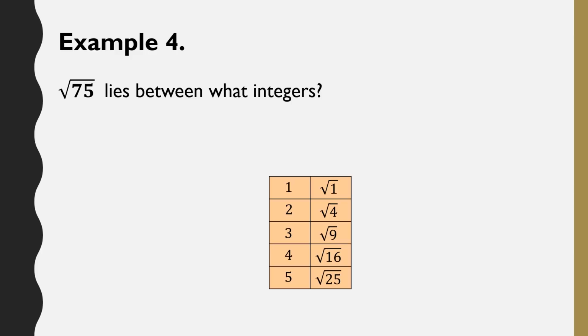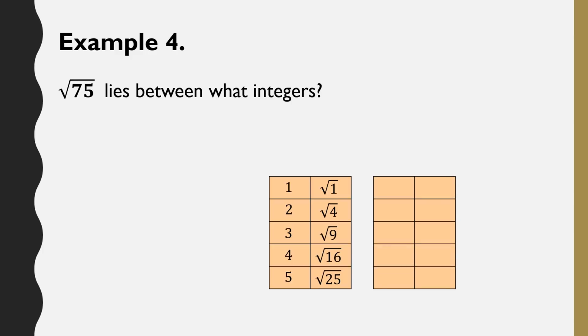Question, may nakita na ba kayong square root of 75? Wala. So, itutuloy natin ang column. 6 to 10. Square root of 36, square root of 49, square root of 64, square root of 81, and square root of 100. Saan sa tingin nyo nakalagay o pumagitna ang square root of 75? Tama. Ang square root of 75 ay nasa gitna ng square root of 64 at square root of 81.